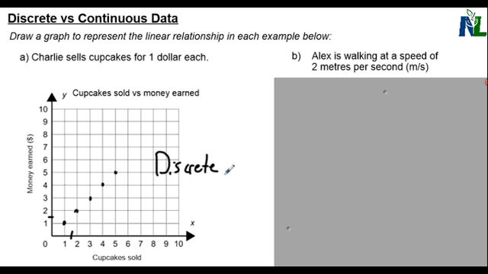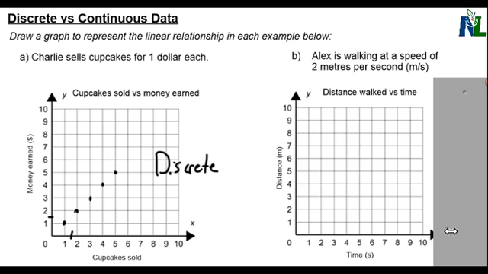Well, look at our second example. Alex is walking at a speed of 2 meters per second. So we are comparing time on our x-axis with the distance traveled on our y-axis. How far you go depends on how long you're walking at that speed. And we're told that she's moving at 2 meters for each second. So 1 second into her walk, she's traveled 2 meters. 2 seconds into her walk, she's traveled 4 meters. She'll be 6 meters at 3 seconds, and so on.